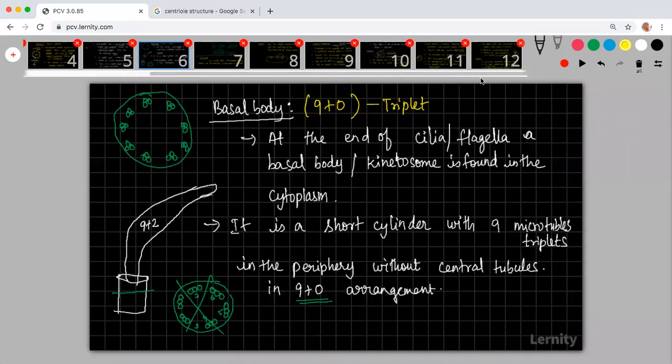Yeah, they can act as basal body because they have a 9+0 structure.